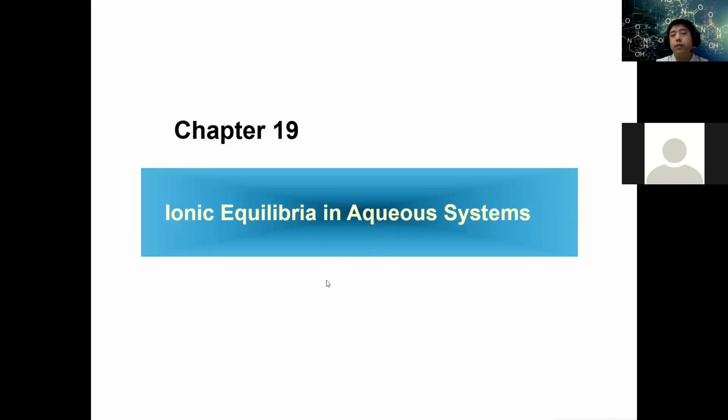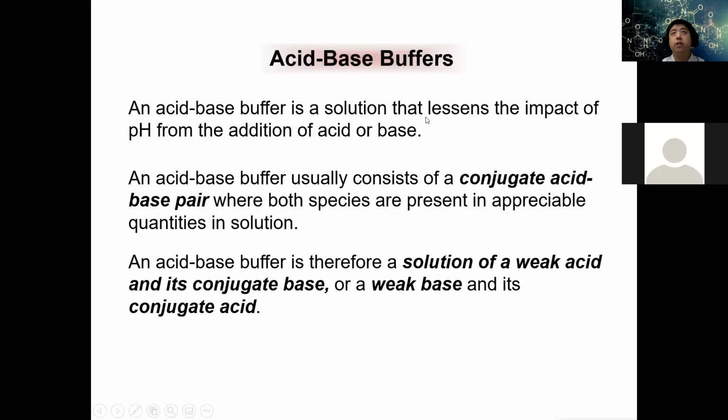So chapter 19 focuses on ionic equilibrium. We're still dealing with equilibrium. In particular, we are going to focus on acid-base buffers. For acid-base buffers, the number one thing you need to know is that a buffer is made up of two things: a weak acid plus its conjugate base, or a weak base plus its conjugate acid. That's mainly all you need to copy down from the slide here.